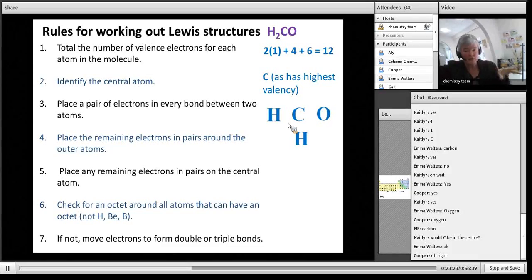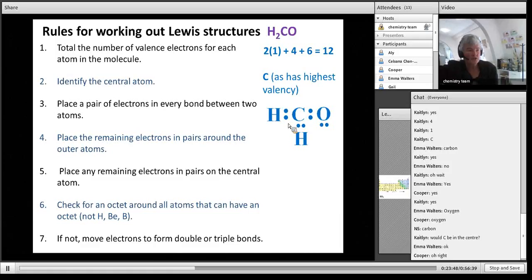Now I take my dots and I arrange it in pairs as a bond between each carbon and hydrogen and carbon and oxygen. So 2 there, 2 there, and 2 there. Now I've used up 6, so I've got 6 electrons still remaining, so I've got to go into step 4. So now can you see I've started putting it around oxygen?